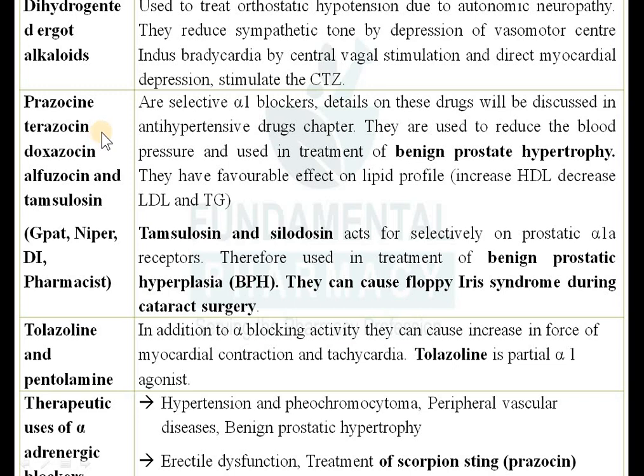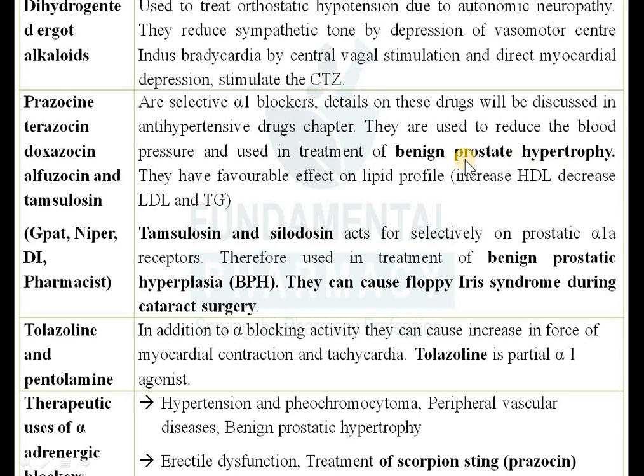When we discuss antihypertensive drugs, at that time also you are going to see these drugs again. Here just remember, they will selectively block the alpha 1 receptor, decrease the peripheral resistance, and that's why they will decrease the blood pressure. So they are used to reduce blood pressure and in the treatment of benign prostatic hypertrophy. It is just like a prostate cancer, the prostate gland problem, meaning benign prostatic hypertrophy.